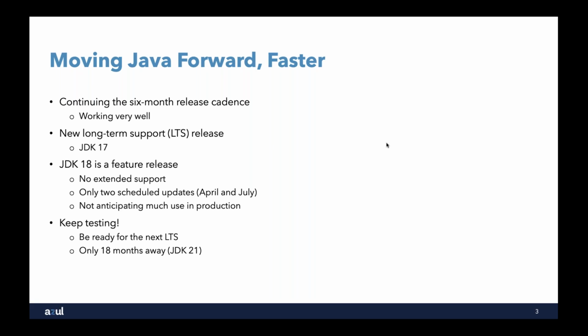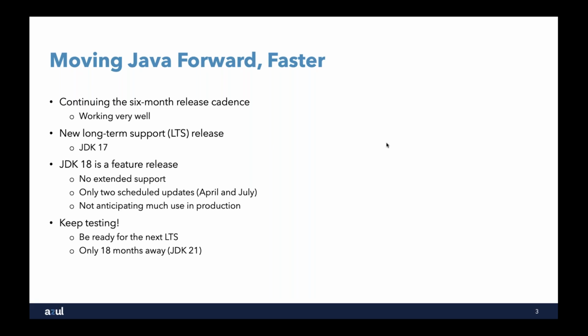From the JDK 18 perspective, what we have is what's called a feature release. So this is one that doesn't have extended updates. Even Azul are not offering extended updates to that because we have what we call our medium-term support, and we're not bothering with that with JDK 18. So in terms of the updates that you get for JDK 18, no extended support. There are only 2 scheduled updates, April and July.